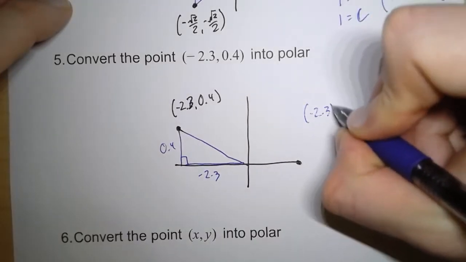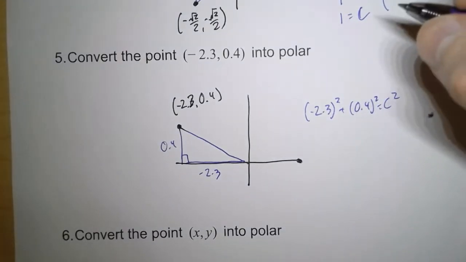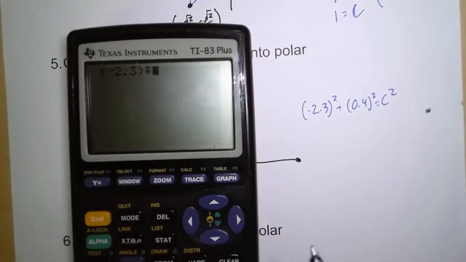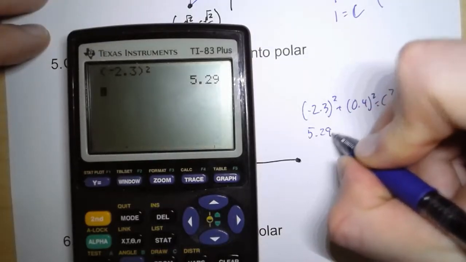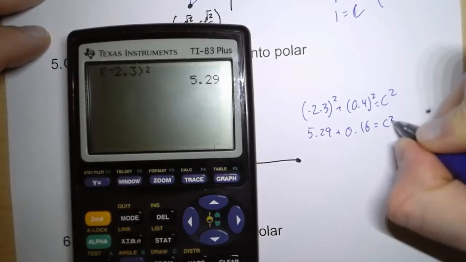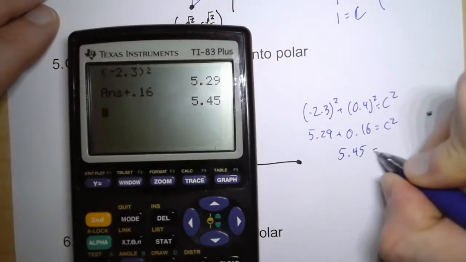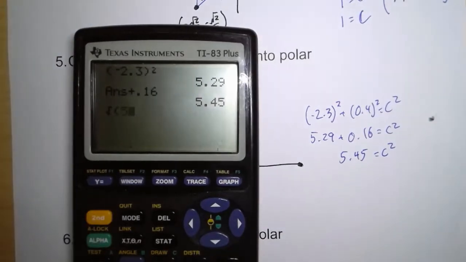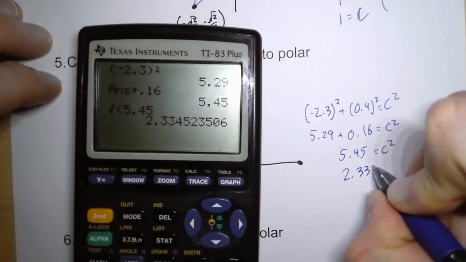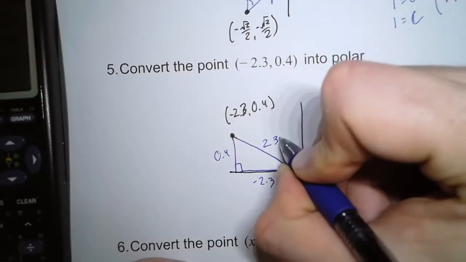So negative 2.3 squared plus 0.4 squared equals c squared. So using my calculator, I take quantity negative 2.3 squared, and I get 5.29. 0.4 squared is 0.16. So if I add 0.16, I get 5.45 equals c squared. So if I take the square root of that, I get 2.335 for c. So that's the length of our hypotenuse, 2.335.